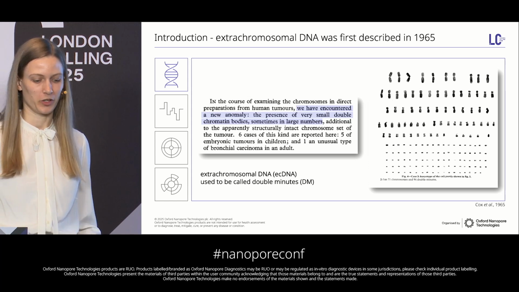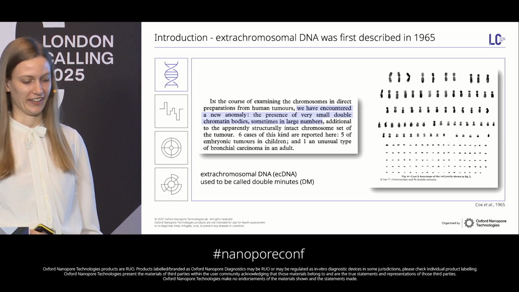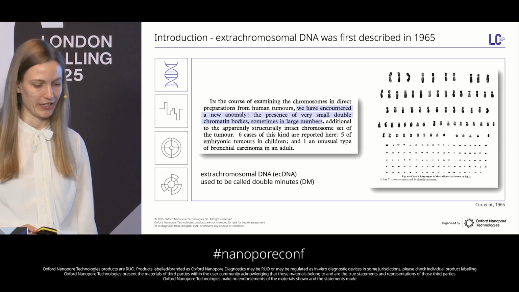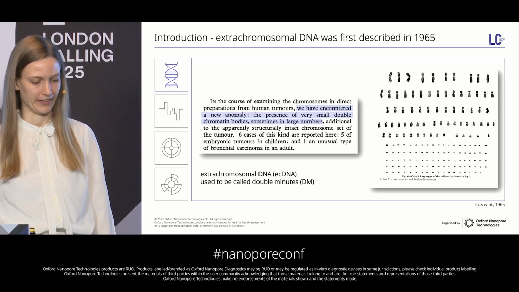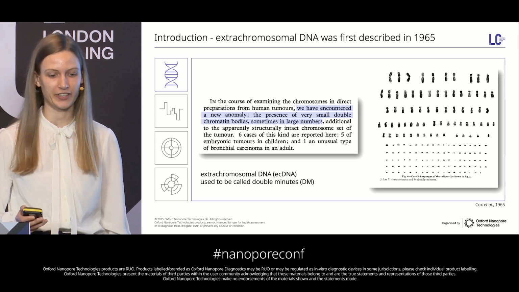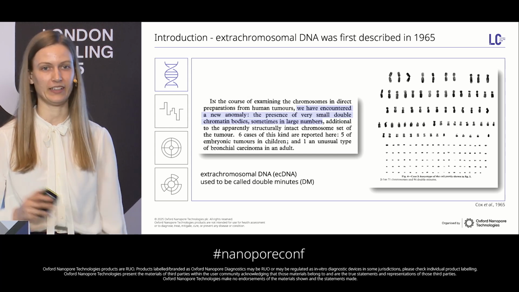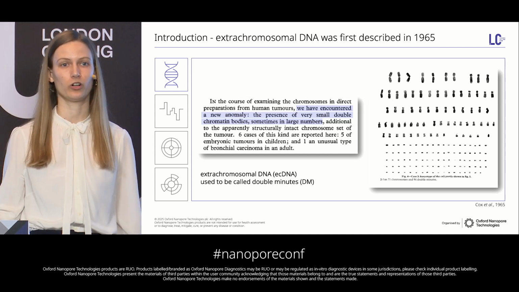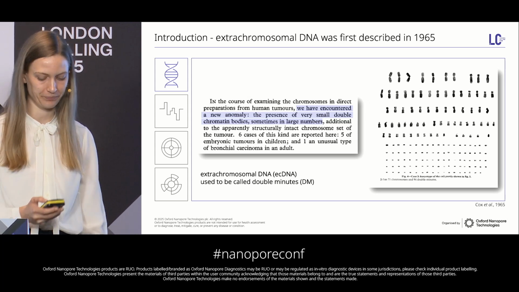So extrachromosomal DNA was first described in the 1960s, where they said we have encountered a new anomaly, the presence of very small double chromatin bodies, sometimes in large numbers. And you can see here a karyotype, and what back then was called double chromatin bodies and then double minutes is what we now call extrachromosomal DNA, or short ecDNA.